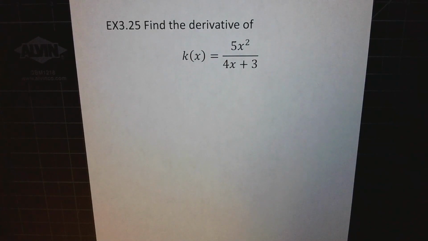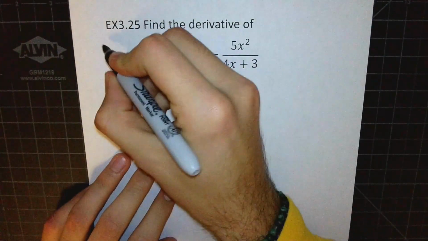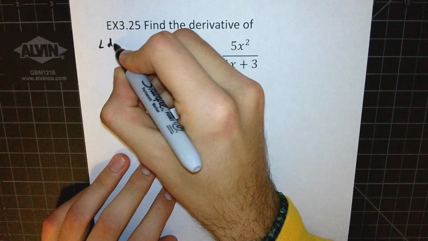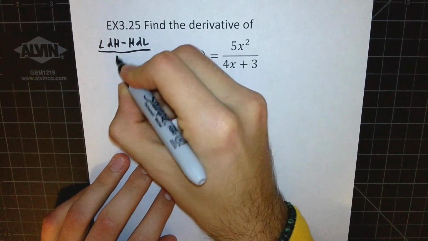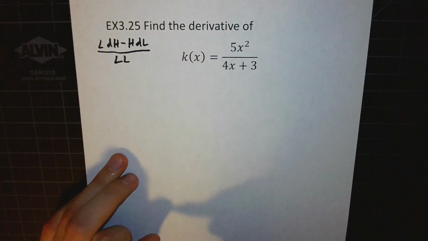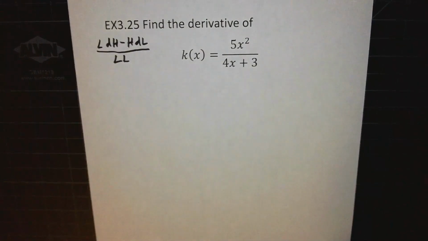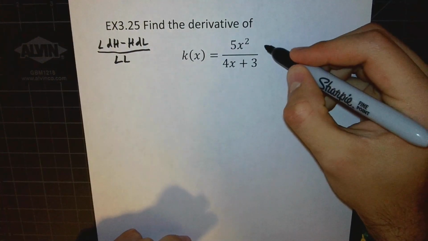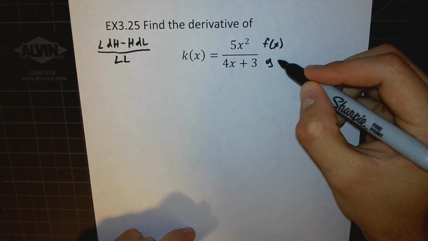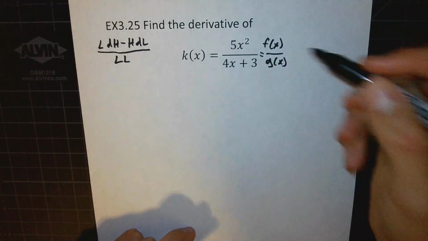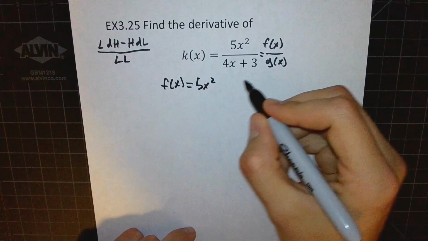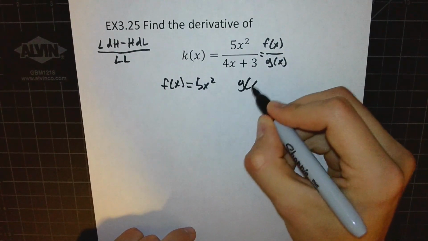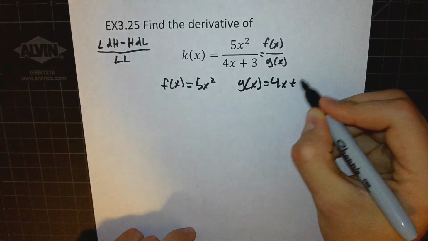All right, here we are with our quotient rule example. And I'll remind you again of our fancy mnemonic device. We have our low d high minus high d low over low low. Like I said earlier, low low. So we'll call this f of x, call this g of x. So we know that f of x is equal to 5x squared. We know that g of x is equal to 4x plus 3.